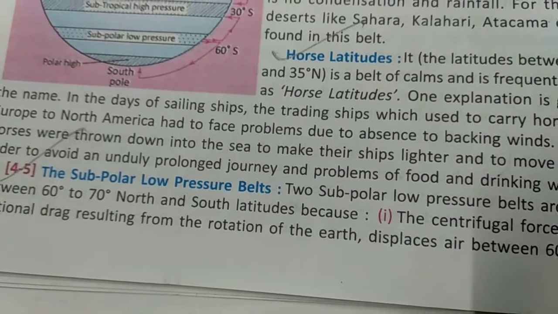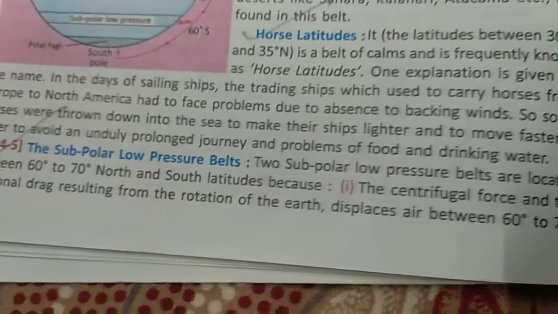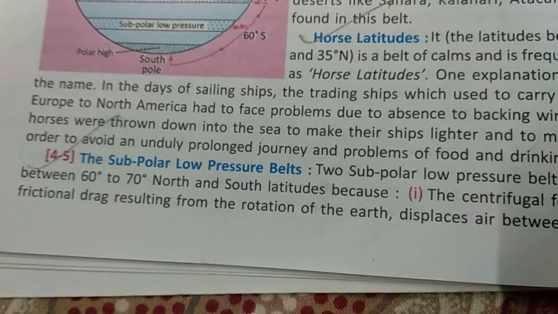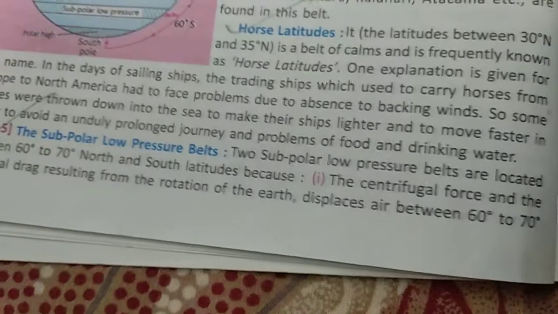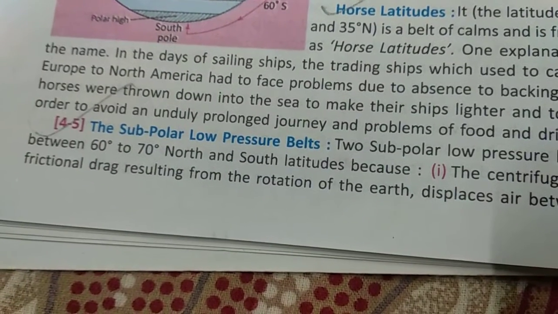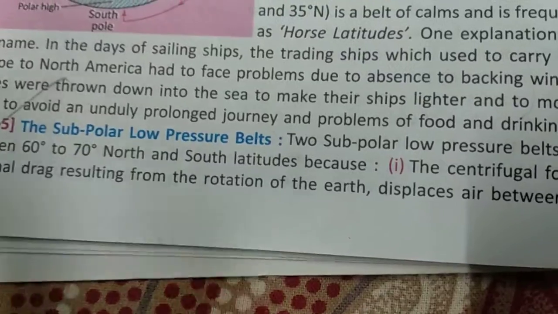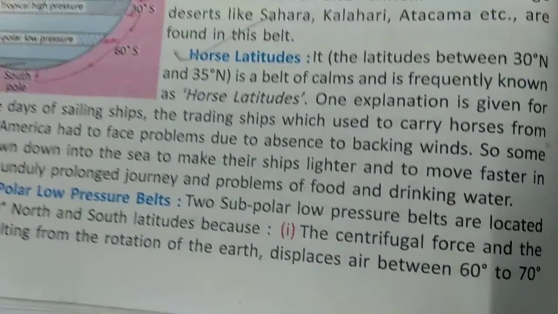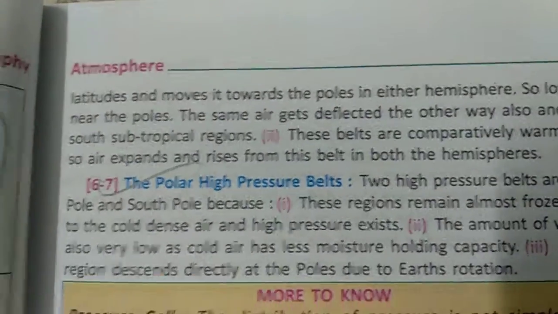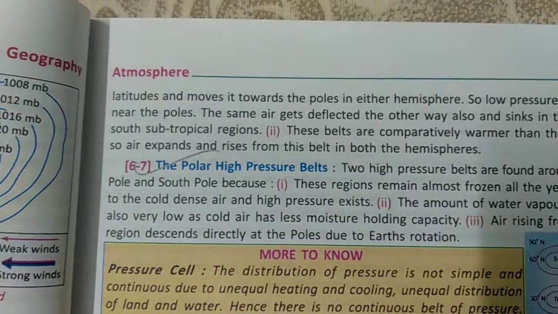Next is the subpolar low pressure belt. There are two low pressure belts located in the 60 to 70 degree north-south latitude. Here the centrifugal force and the frictional drag resulting from the rotation of the earth displace the air between 60 to 30 degree latitude and move it towards the poles on either hemisphere. That means in the southern and in the northern hemisphere.